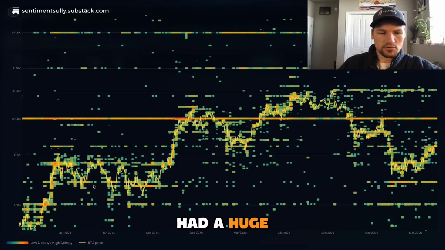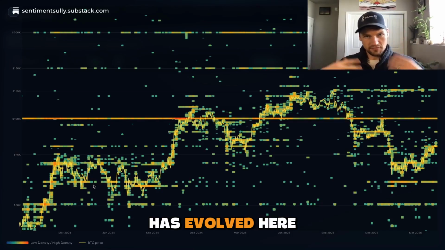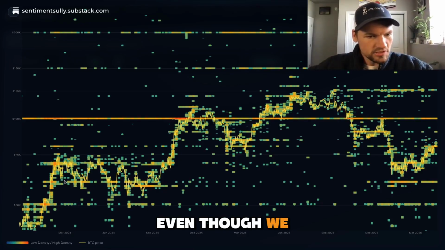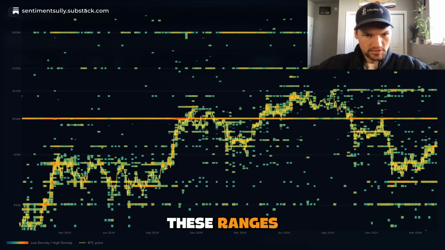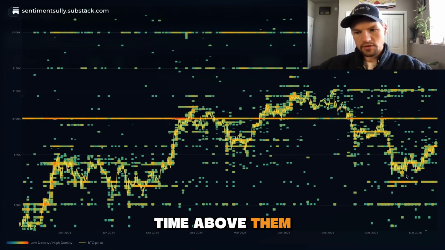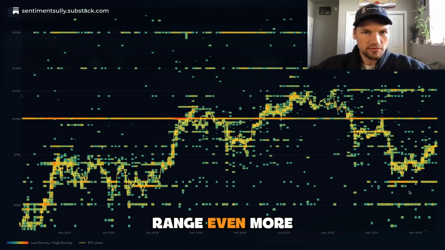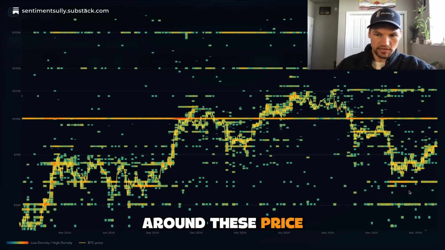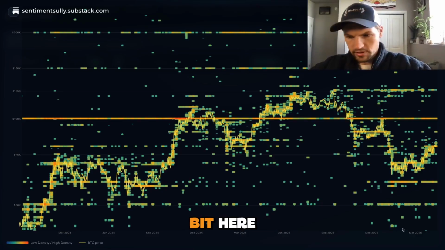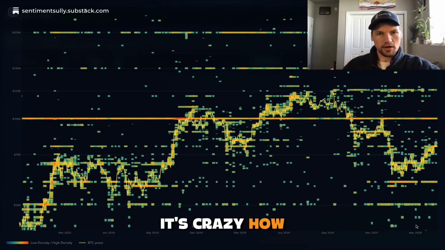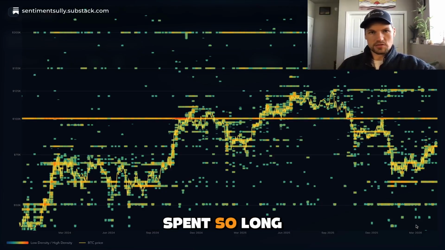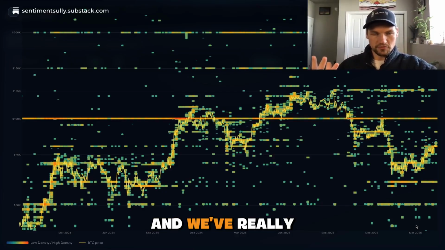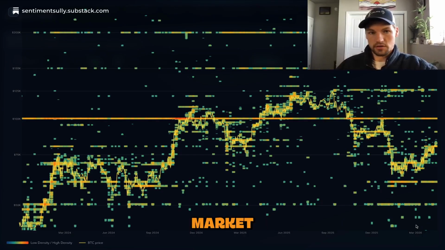So Bitcoin has had a huge amount of time here above these ranges. It's had a crazy amount of adoption. Like the entire Bitcoin treasury space has evolved here. Yet still, even though we spent so much time chopping around these ranges and we took a ton of time above them, people are referencing this 50K range even more frequently, which I think really represents where the narrative currently is right now around these price levels. I'm zoomed in a little bit here, but you'll even see stuff below that. It's crazy how bearish people are, even though we've spent so long above these prices and we've really changed the fundamental structure of the market in some ways.